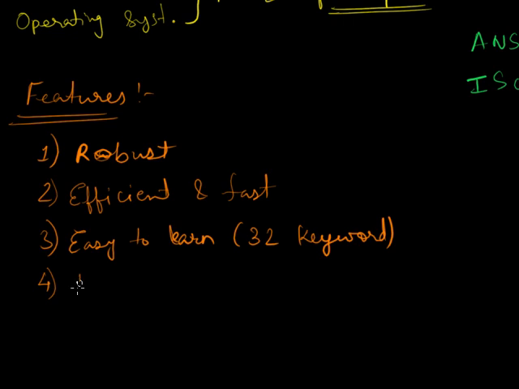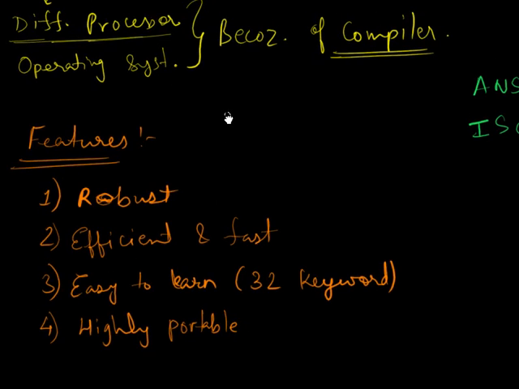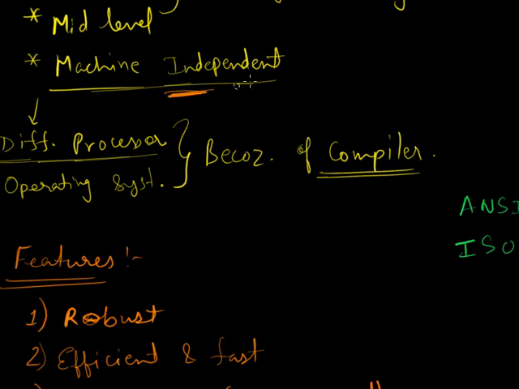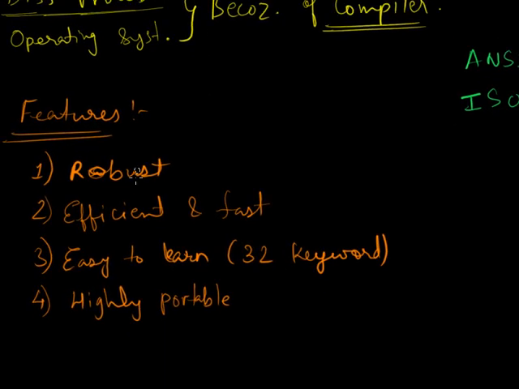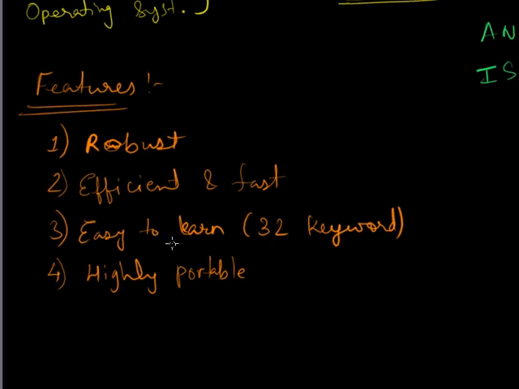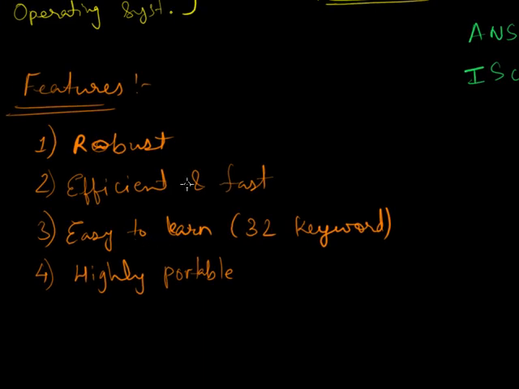The fourth point is that it is highly portable. We learned that C was a machine-independent language. That is why it is a highly portable language too. If you write a program for Windows operating system, and you want it to run on the Linux operating system too, you can port your application from Windows to Linux. You just have to change a little code and then you are ready to run on Linux. That is why it is highly portable.